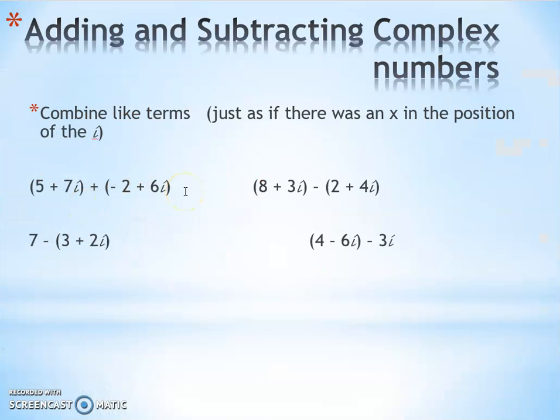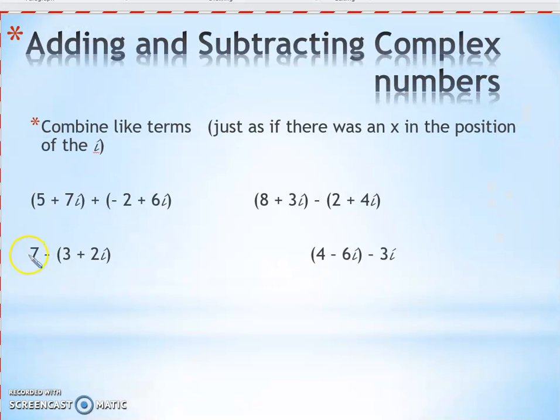Okay, so when we're adding and subtracting complex numbers, we are going to do it just like we did if we had x's in there. So we're going to add and subtract like things. So 5 plus negative 2 would give us 3. And 7i plus 6i would give us 13i. So remember, when you're adding things, they stay the same. Like if we had 3 x's and we added 4 x's to it, we still have x's. We just have 7 of them now. Okay, so the i is the same way.